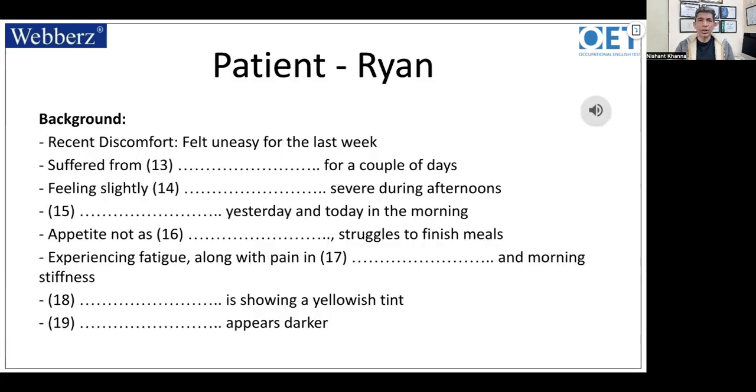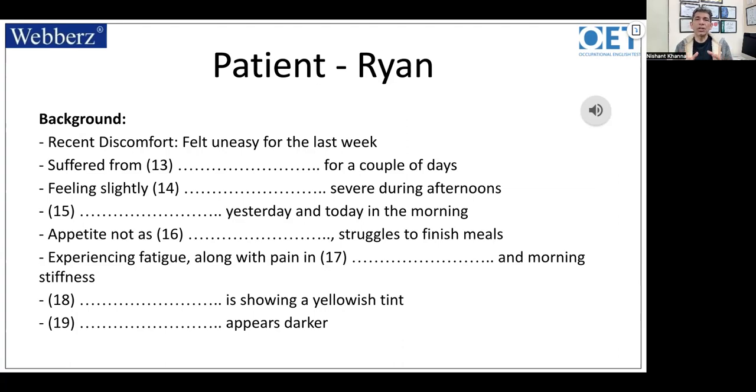Let's do the practice session now. In 30 seconds, we have to read everything. So let's read this. I'm going to take some more time, but in the real exam, don't take more than 30 seconds. The background information of a patient called Ryan. Recent discomfort: felt uneasy for the last week. Suffered from something for a couple of days.